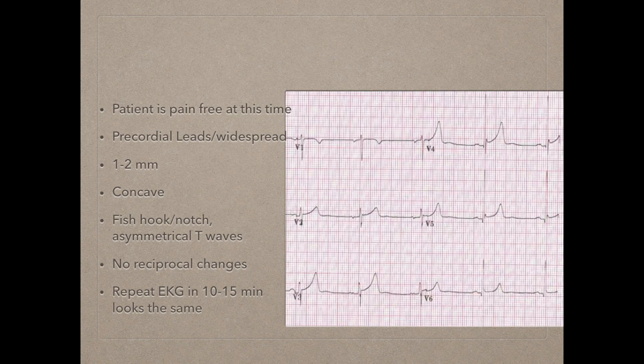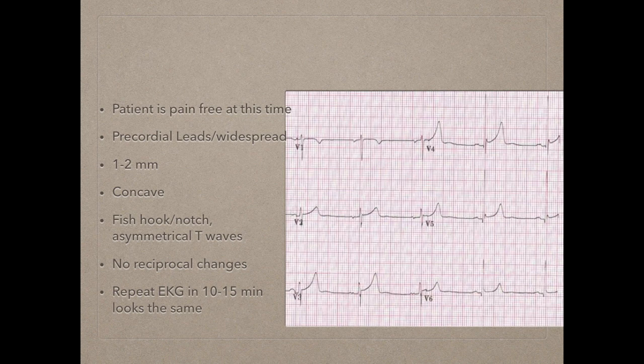So what leads do we see the ST elevation in? Well, mainly the precordial leads. That could be an anterior MI, but there's other reasons for precordial ST elevation. It's not uncommon in some men, and actually most men, to have a little bit of ST elevation in those precordial leads. But I think there's more than that going on.